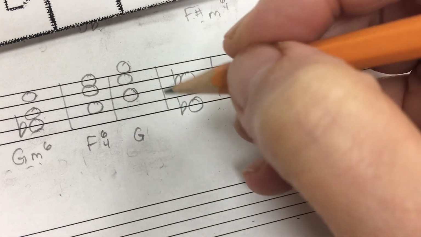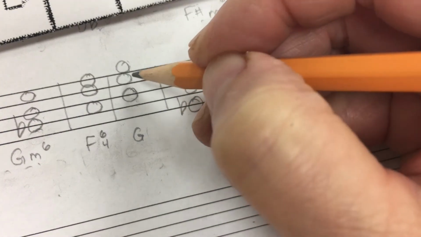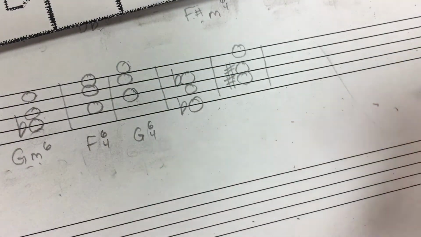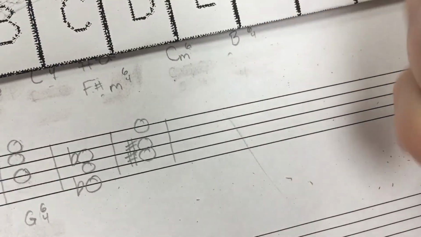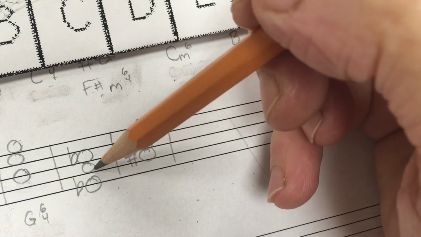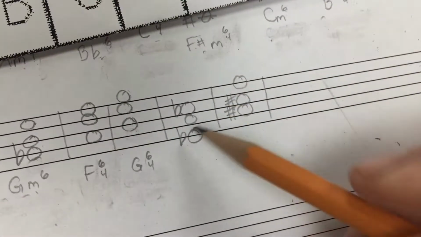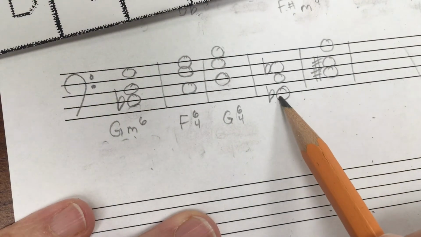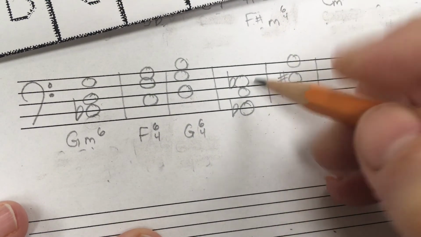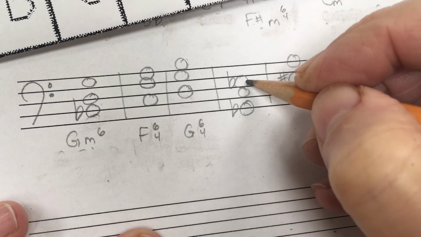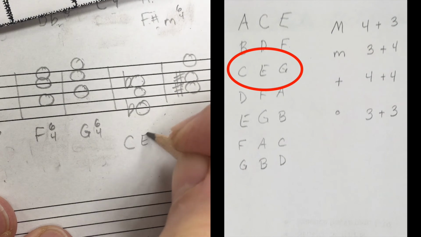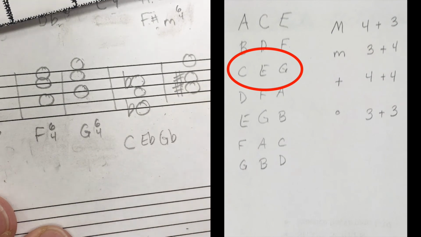Now, we need to figure out the inversion. Where is the root? The root's in the middle. If the root's in the middle, it is in second inversion. Okay, now let's take a look at this one. E flat, C. Nope, this is not the treble clef. This is the bass clef. Always look at the clef. G flat, C, E flat. C, skip a letter, E flat, skip a letter, G flat.